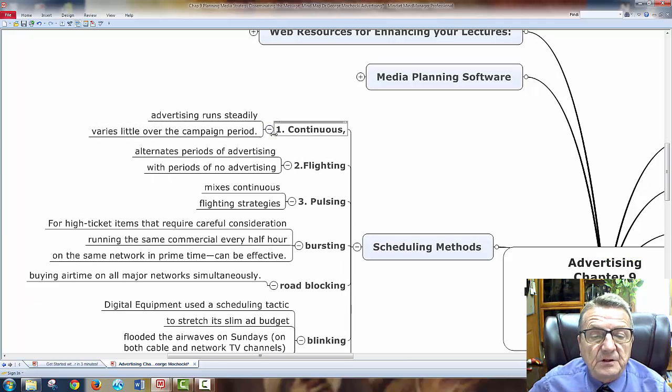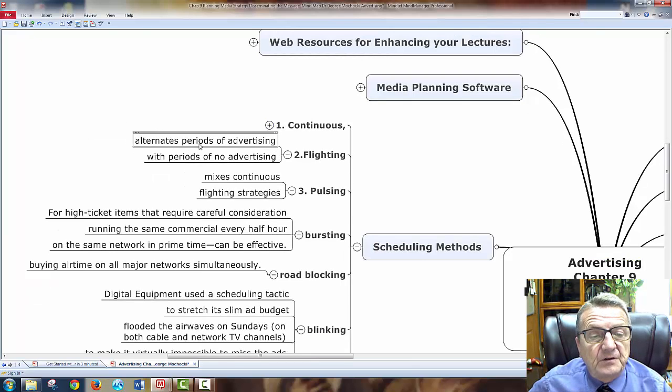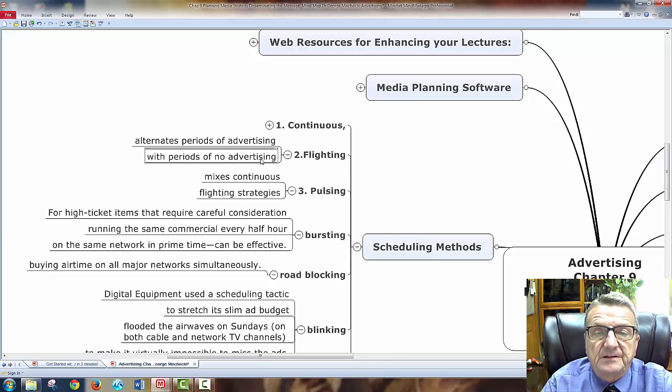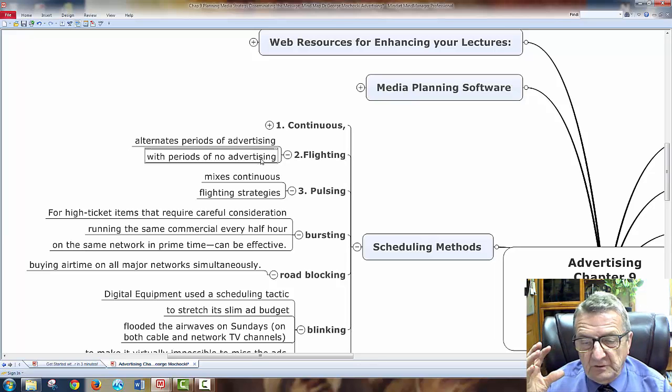The next one is what they call flighting, and that alternates periods of advertising with periods of no advertising. So I hit them in the morning, and then I don't do anything in the afternoon, but I hit them at nighttime. Or next time I hit them in the afternoon, but don't hit them in the morning. So I alternate, and that's kind of nice, because they're not expecting that same ad. It doesn't become a nuisance, it doesn't become spam, but they're still seeing it at different times.